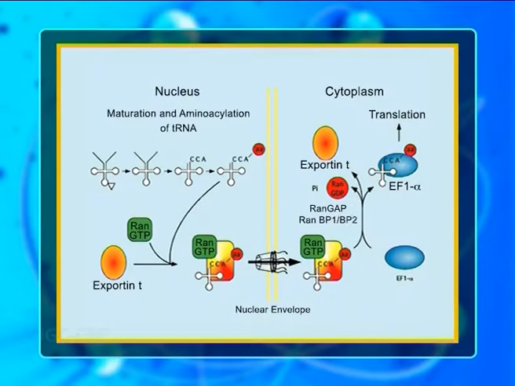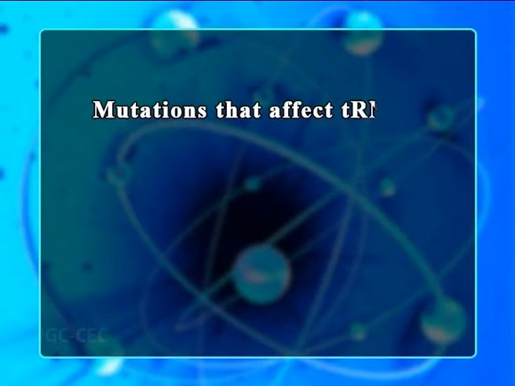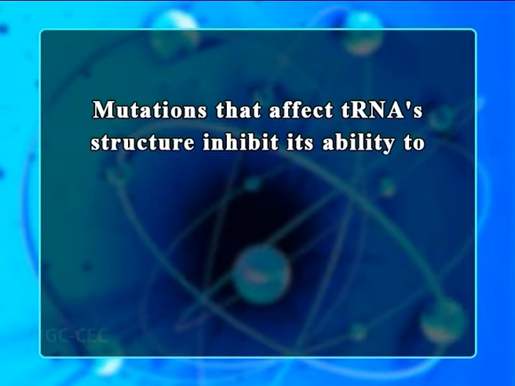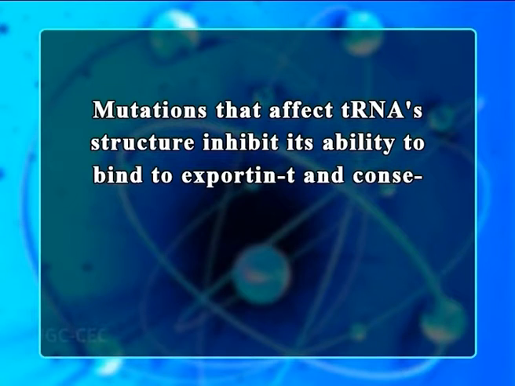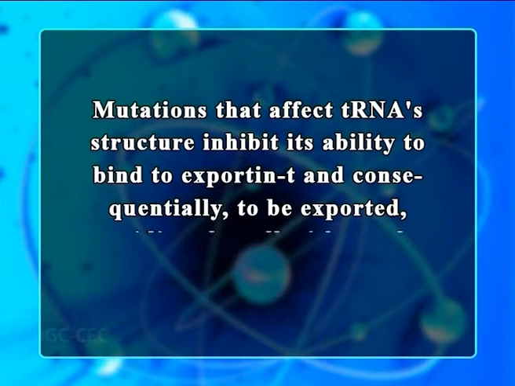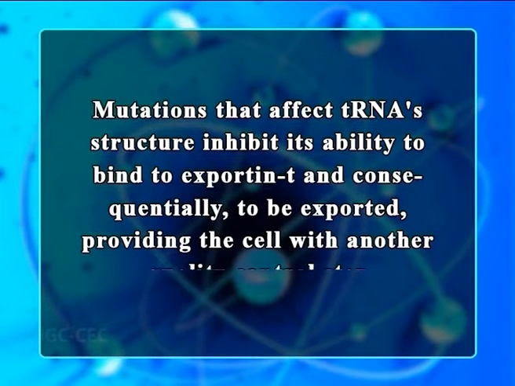The tRNA exporter in vertebrates is called exportin T. Exportin T binds directly to tRNA cargo in the nucleus, and the process is promoted by the presence of RAN GTP. Mutations that affect tRNA's structure inhibit its ability to bind to exportin T and consequently to be exported, providing the cell with another quality control step. As described above, once the complex has crossed the envelope, it dissociates and releases the tRNA cargo into the cytosol.